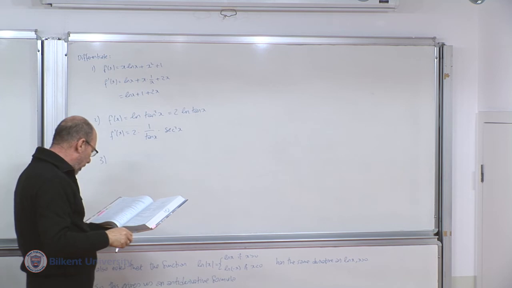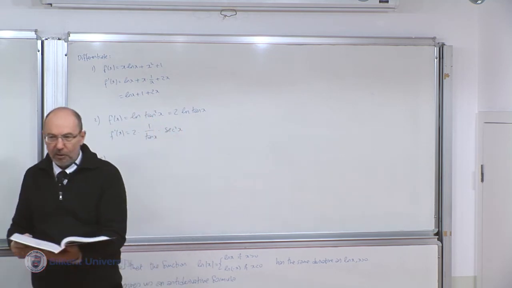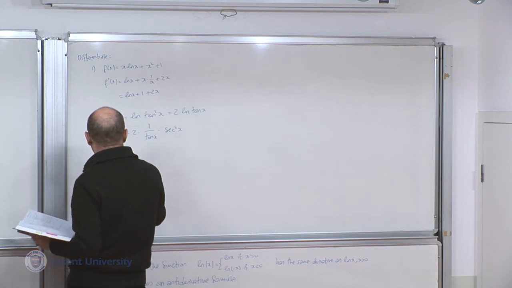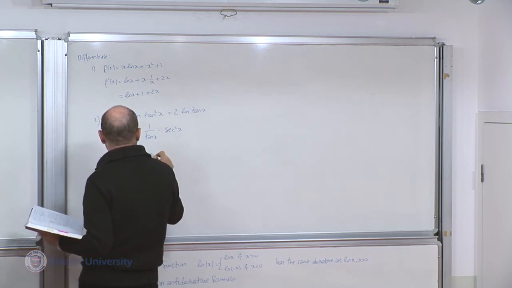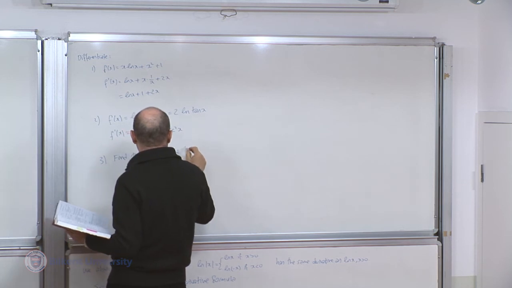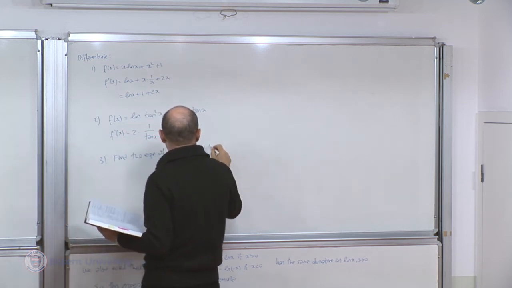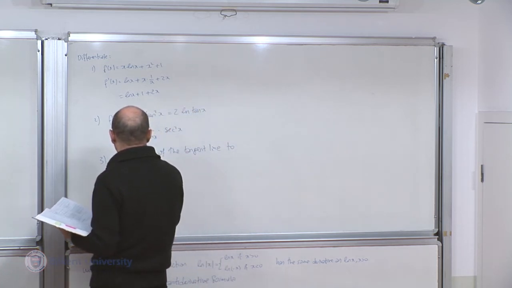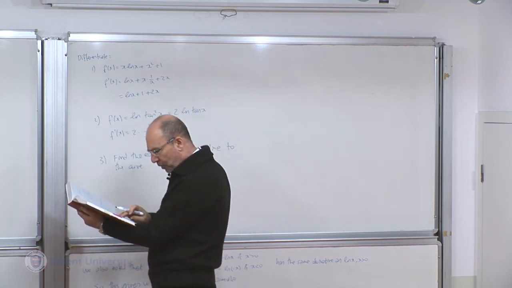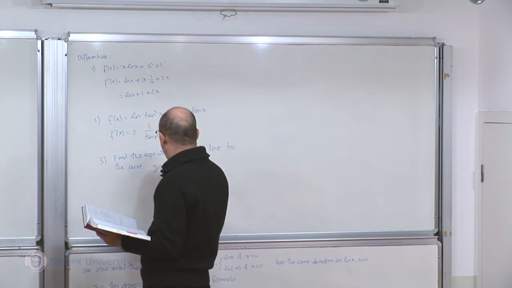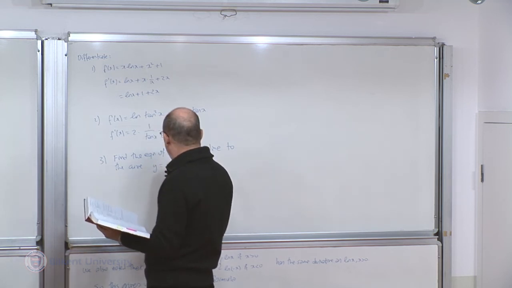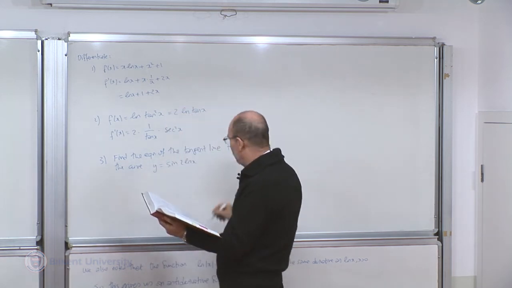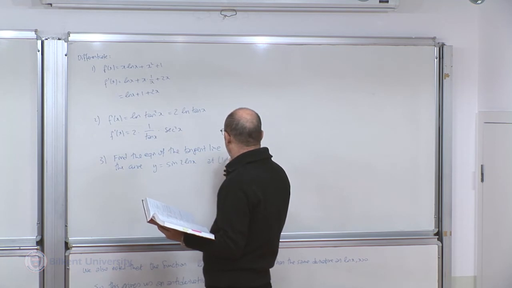So let us go to: find the equation of the tangent line to the curve at the given point. This is something that we are interested in. Let's look at which curve they give us: y equals sine of 2 ln x, at the point (1, 0).